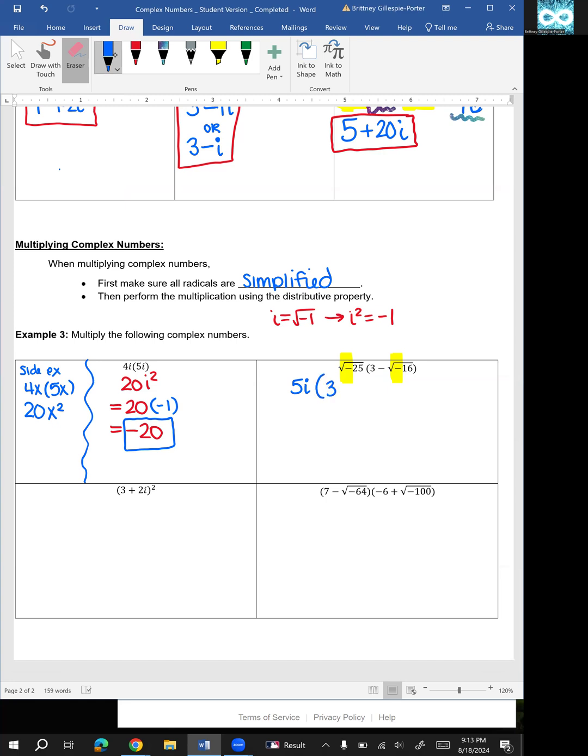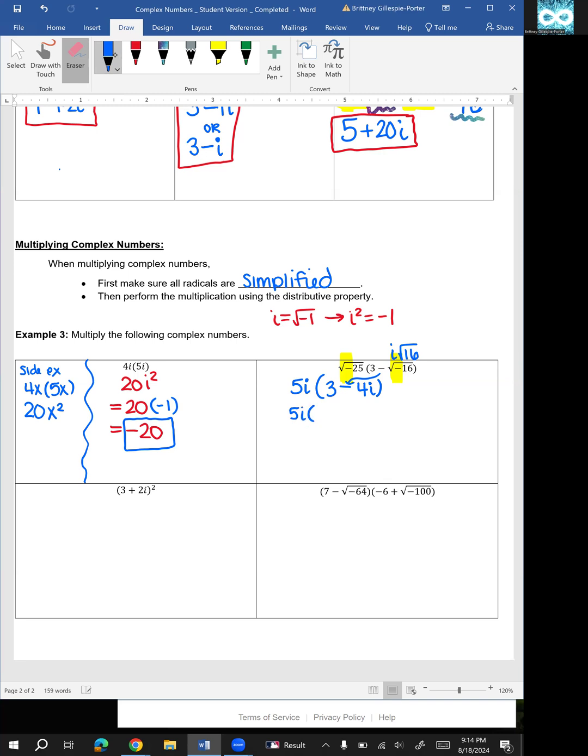We're going to have 3 minus, bringing the negative down. And then we know we're going to need to take an i out of the root 16. And the square root of 16 is 4. So we're going to have 4i. Now that we have our radicals simplified, we have multiplication to do.